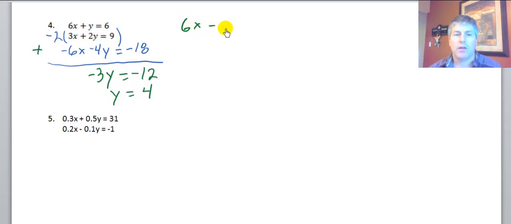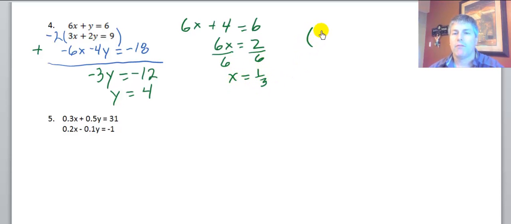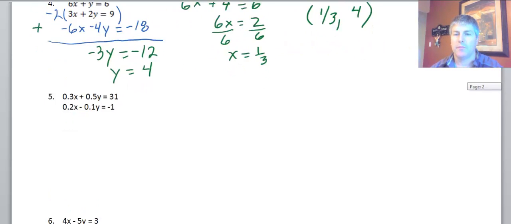So 6x plus 4 equals 6. Subtract 4 from both sides, I get 6x equals 2. And dividing by 6, I get x is 2/6 or 1/3. So my answer is the ordered pair 1/3, 4. That is the x and y that will satisfy that particular system.